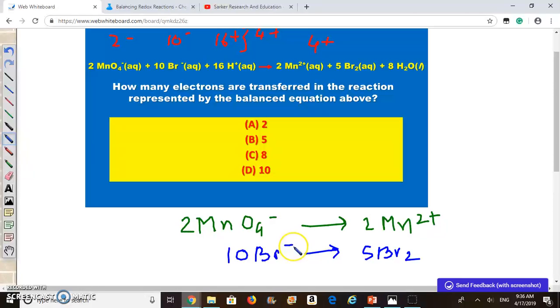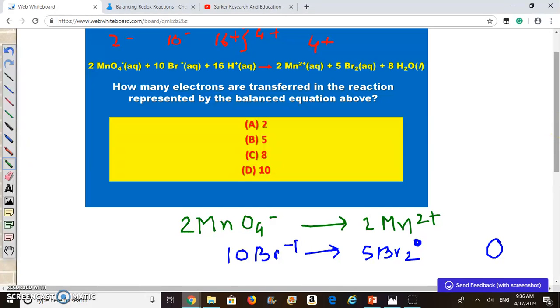So in case of this, I'm not considering this 10 coefficient. If I only consider the bromine part, I have one negative charge here and this is in the neutral state. So it is 0. So it's going from -1 to 0. So there is an increase in oxidation number of +1. So increase in oxidation number means this is an oxidation reaction. Let us check here.